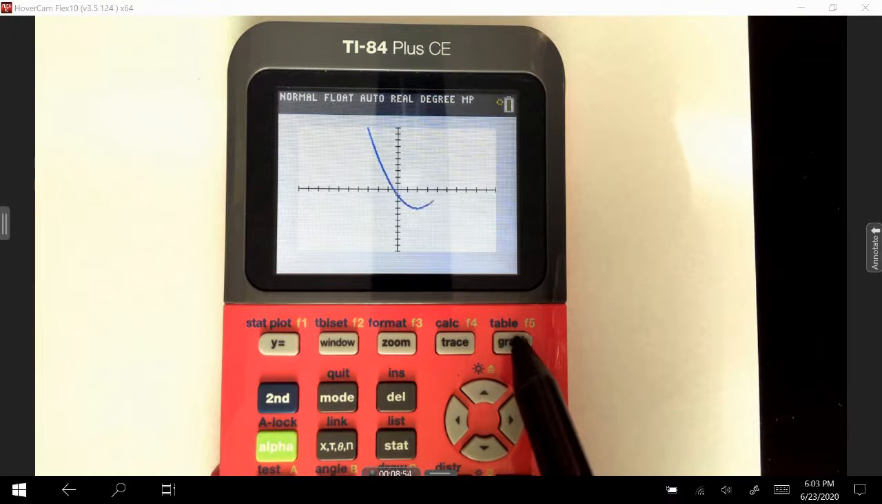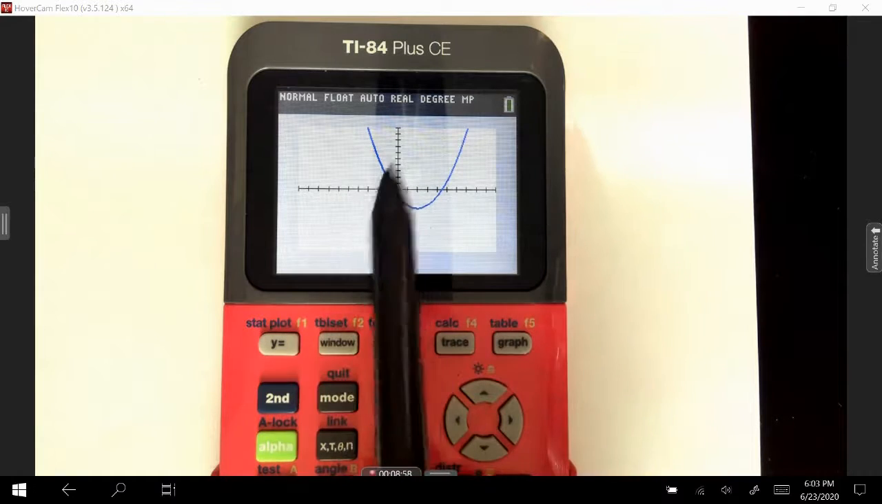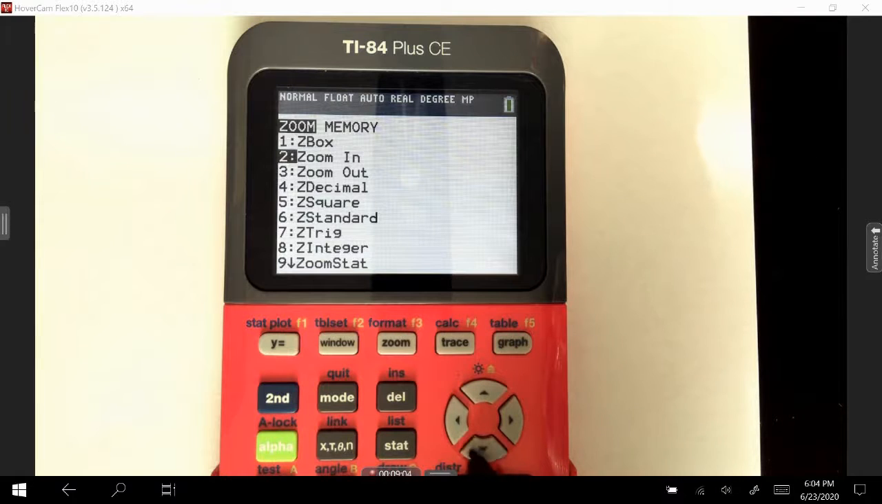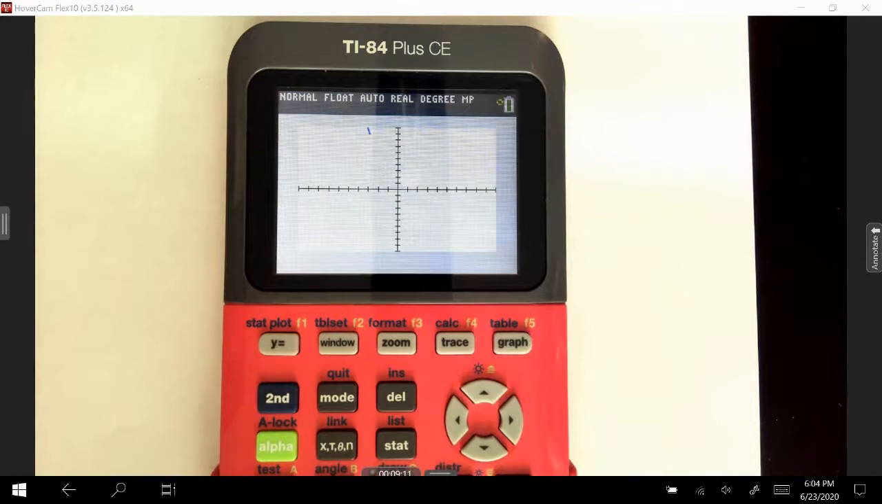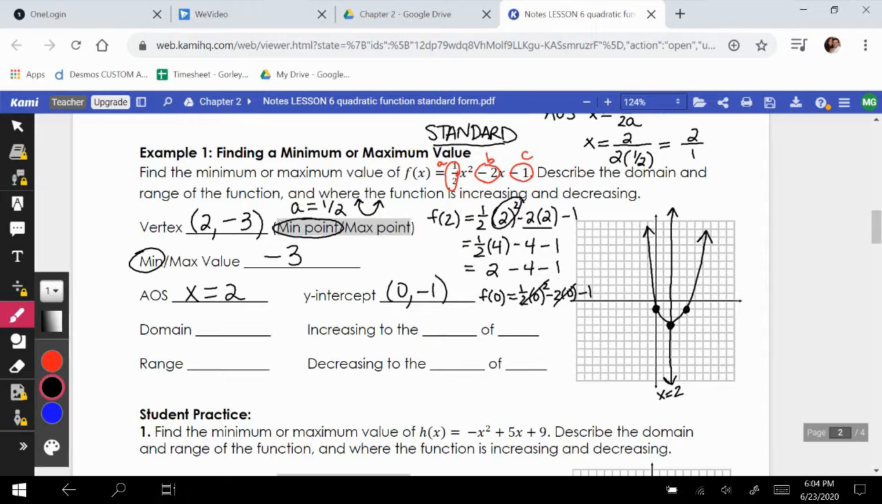If your graph doesn't look like mine, like if you don't see the function at all, or if your x and y axis are messed up, just go back to a zoom standard. If you click on zoom and go down to number 6 and press enter, that should get your x and y axis to match mine. Okay, and that looks pretty good. That looks like the graph that we had built. Like if I go back here, doesn't that look very similar to our graph?